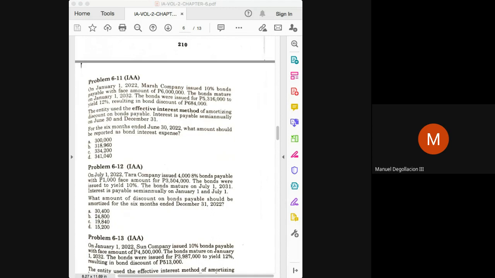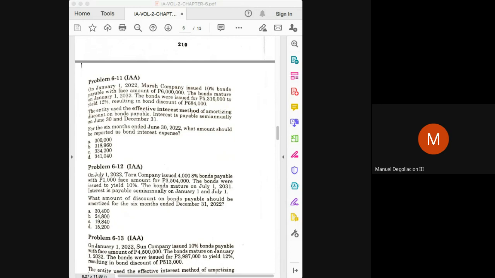So first question, how much is the interest expense? 318,960. Second question, how much is the amortization of the discount after 6 months? It would be 18,960. Third question, how much would be the balance of the bond discount on June 30, 2022? So all you have to do is to deduct the 18,960 from 684,000. That would give you 665,040.